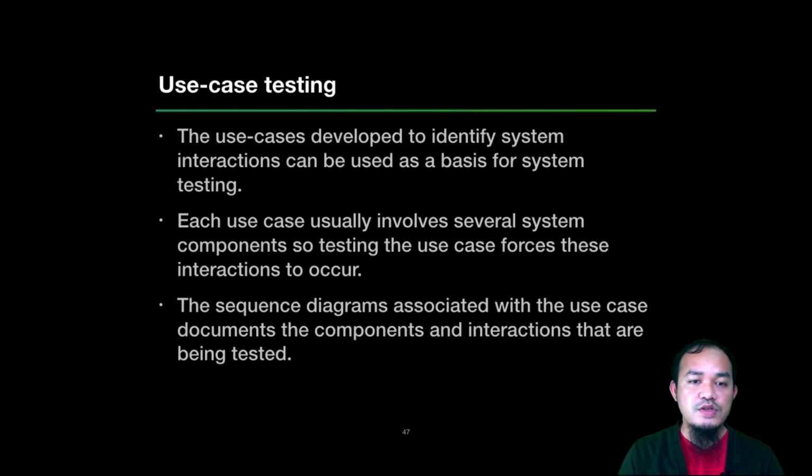A use case usually involves overall system components, so testing the use case forces this interaction to occur. The sequence diagram associated with the use case documents the components and interactions that are being tested. So we can use the sequence diagram to see the flow, the interaction between objects, right? So we can use that as our basic information to write the tests for the system testing.